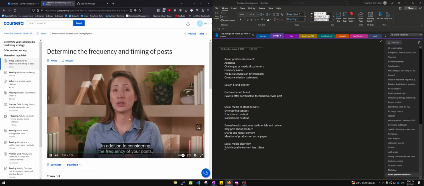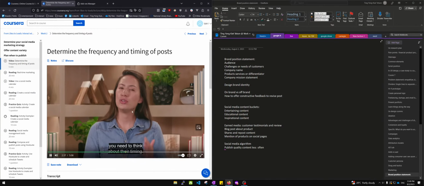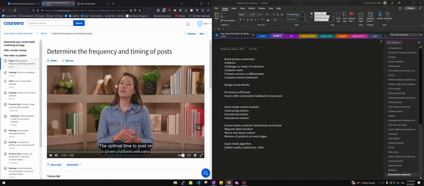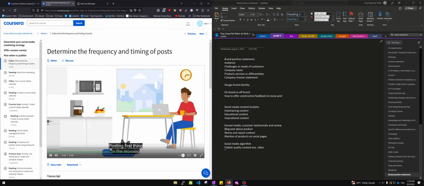In addition to considering the frequency of your posts, you need to think about their timing. The optimal time to post on a given platform will vary. Posting first thing in the morning is generally very effective because this is when people are catching up on their social media feeds. It's also good to post around lunchtime because people tend to have a gap in their schedules then. Just after working hours is also an effective time to post because people like to find out what they've missed throughout the day. In order to find the best times to post for your brand specifically, you need to consider a number of factors.